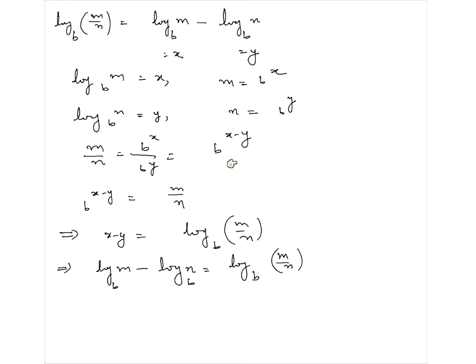Okay, one more step I think we can do. Writing in reverse order. So b to the power x minus y is this. So x minus y is log of m by n. Which base? This base. But x is this and y is this. Put those and you have got the result. Any questions? Let me know.